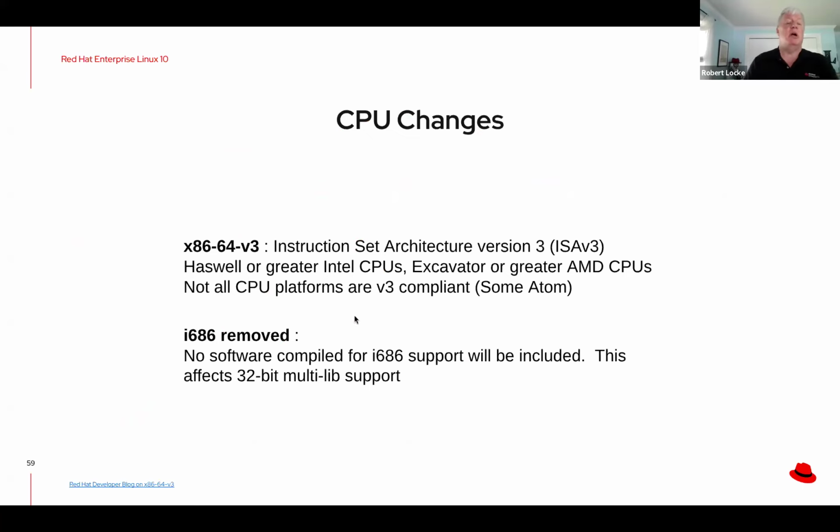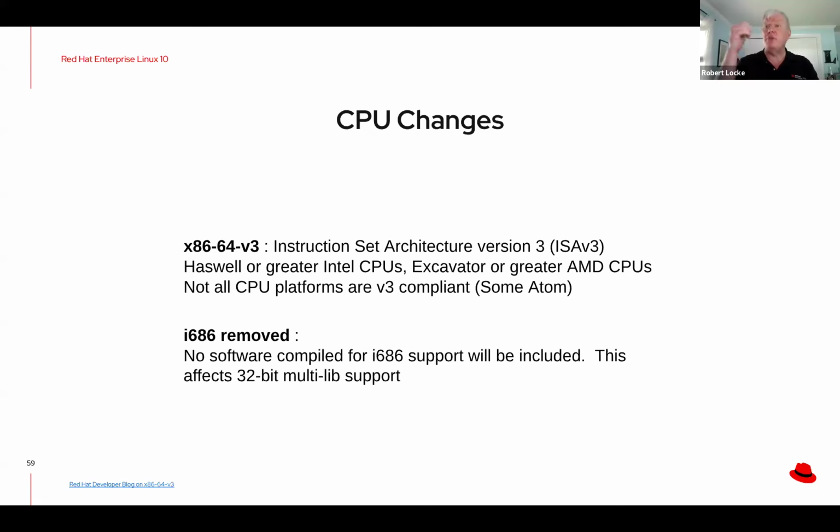For example, support for certain CPUs. So if you have x86_64 CPUs that are 12, 15 years old, you may not be able to run RHEL 10 on those. The specific instruction set is called ISA version 3. For Intel, it's Haswell and later. For AMD, it's Excavator and later. But you may notice that both of those are from the early 2010s. So it's been a long time.